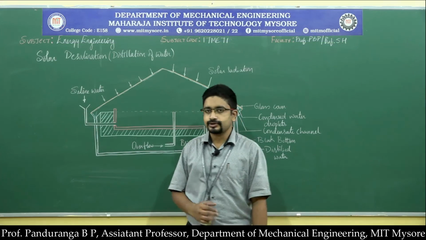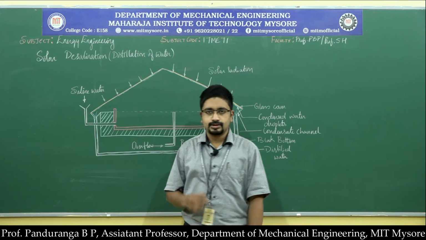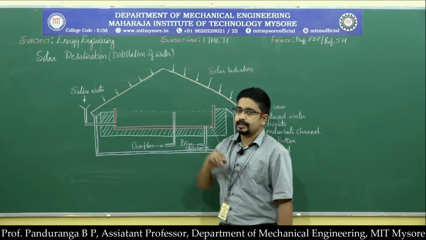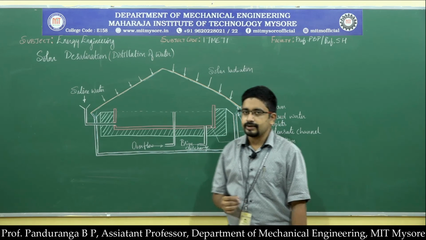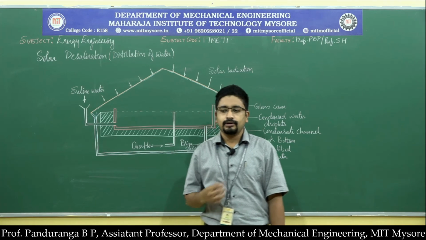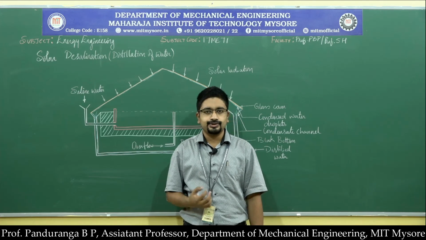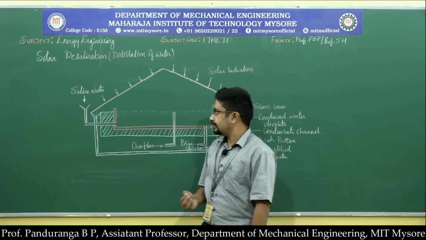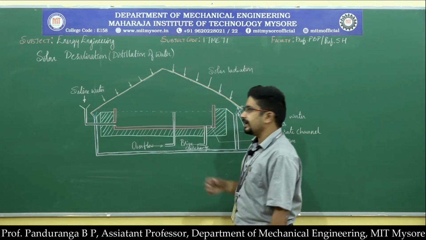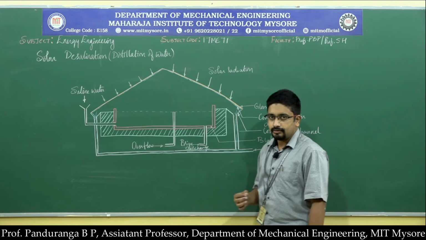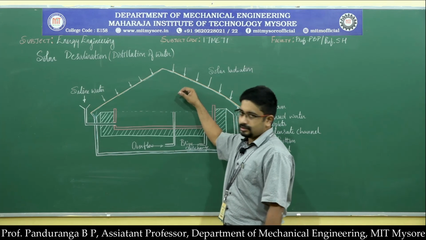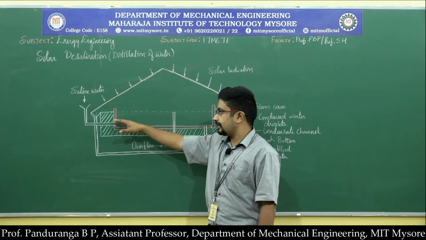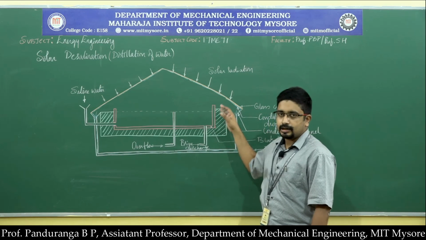The next application of solar thermal energy is solar distillation, or desalination of water. So we have sea water which is saline. We can desalinate it and we can use it for many purposes. To do that, here we have the schematic of a desalination plant, where we have a glass roof which is placed over a blackened tank.